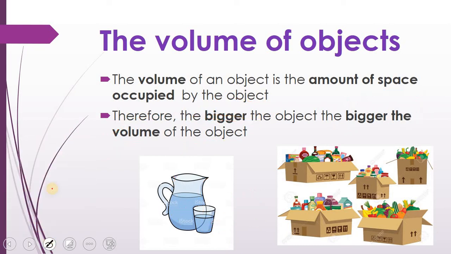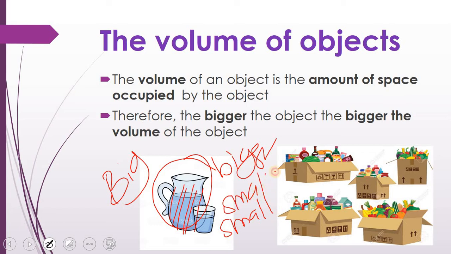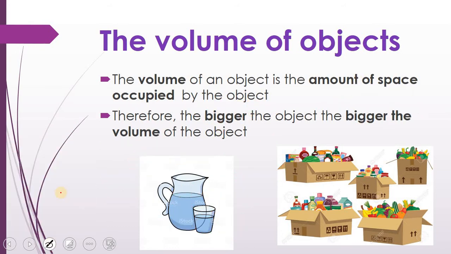Okay, so for example, I have this big mug. So, I have a bigger volume, so cikgu can put a lot of water. But I have this small cup, so I have smaller volume. Cikgu can only put a little water. So, bigger item has bigger volume. That means cikgu can put more water in this, or more things in a big box like this.